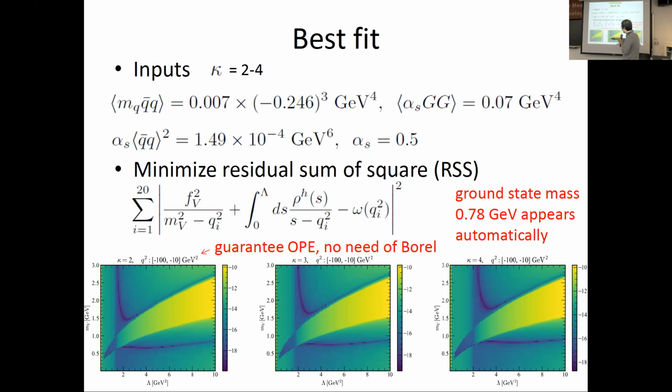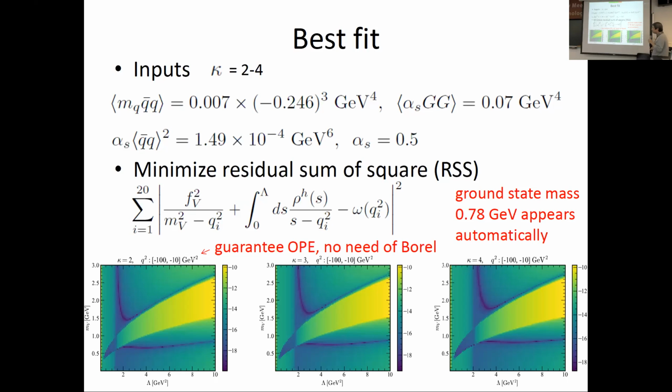It turns out that this ground state mass appears automatically. It's a surprise. We just scan the RSS on this lambda-mass plane. Lambda is the separation scale, separating the low energy region and the high energy region, so it's arbitrary. Then it turns out that this ground state mass is almost independent of lambda. It's about 0.8 GeV, right at the max of the rho 770.